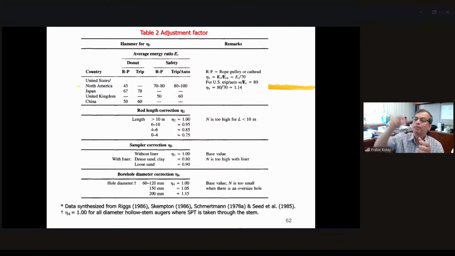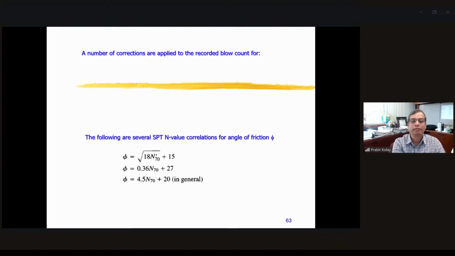Depending on the rod length, sometimes you have to attach the rod if you go to deeper depth. So most of the time it is 1 meter, 1 meter, 1 meter, you attach it. And then for the sample corrections, you need to do the borehole diameter correction. So all these different corrections you need to do, and then also depending on the efficiency of the hammer, N60 or N70. So then you will get the actual corrected N value, okay?